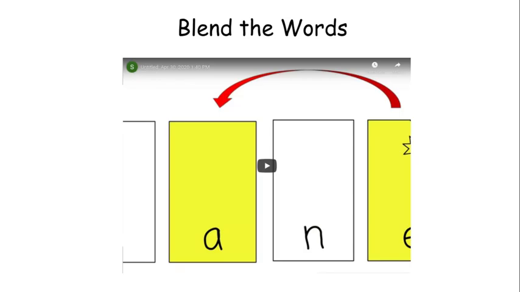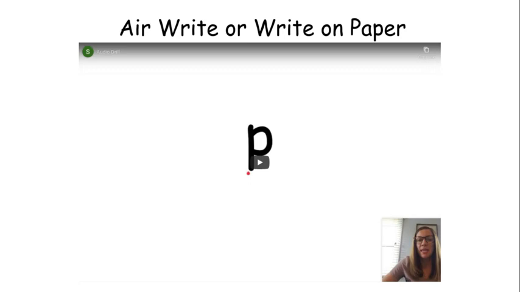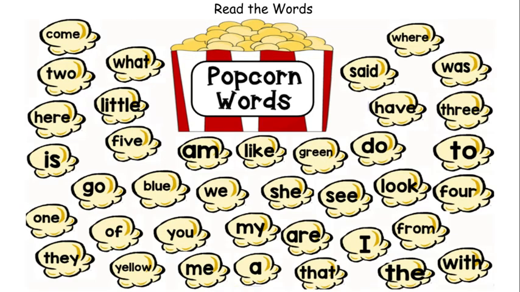Blending the words. This is going to show about the Magic E or Super E changing the vowel to a long vowel sound, which the long vowel sounds are A, E, I, O, U. Air writing, or writing the letters on paper. These are all of the red words that students should know.